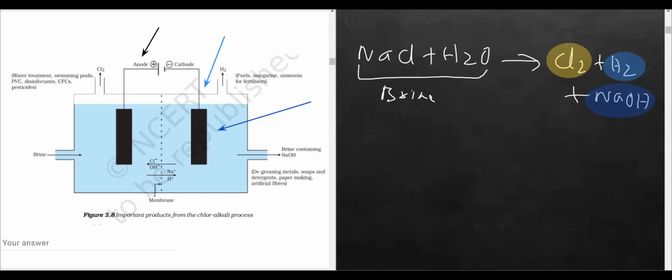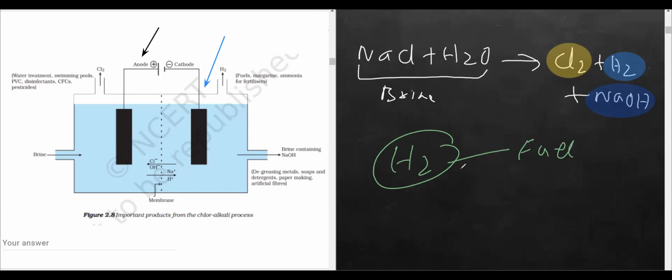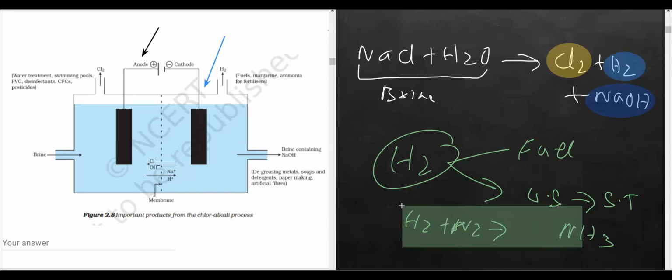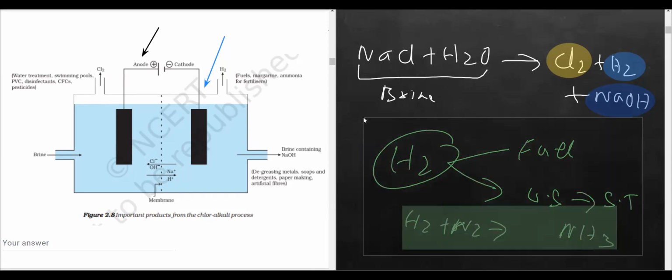Now let's come to the next product, that is hydrogen. Hydrogen obtained during this reaction also has various uses. It is used as a fuel, not as a commercial fuel, but it is used as a fuel in many places. Then this hydrogen gas is used in a process called hydrogenation, a process in which unsaturated fats get converted into saturated fats. Besides that, you know that hydrogen combines with nitrogen to produce ammonia gas. Besides this, hydrogen is also used in making fertilizers. So these are the uses of hydrogen gas produced during this reaction.